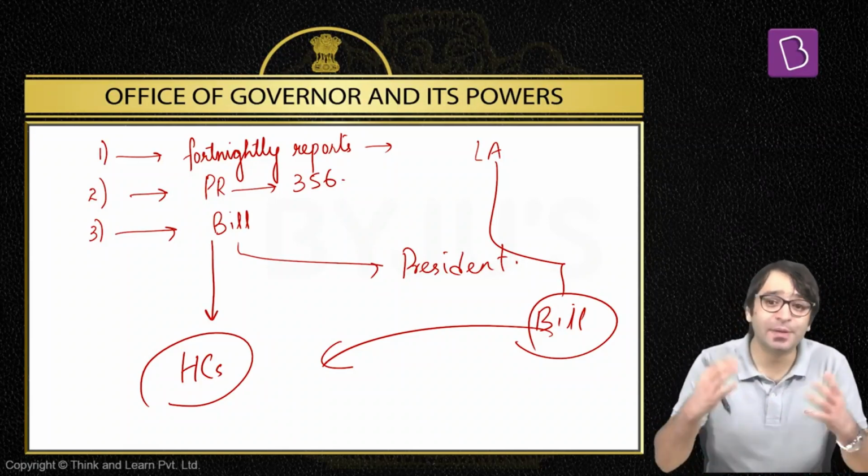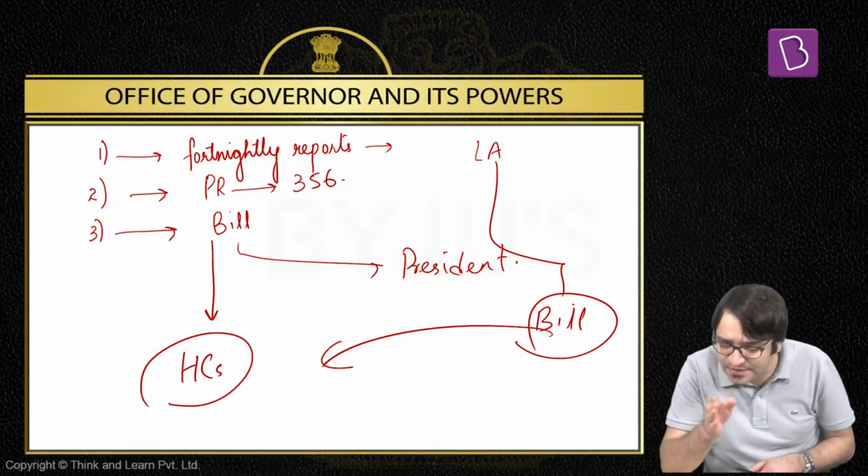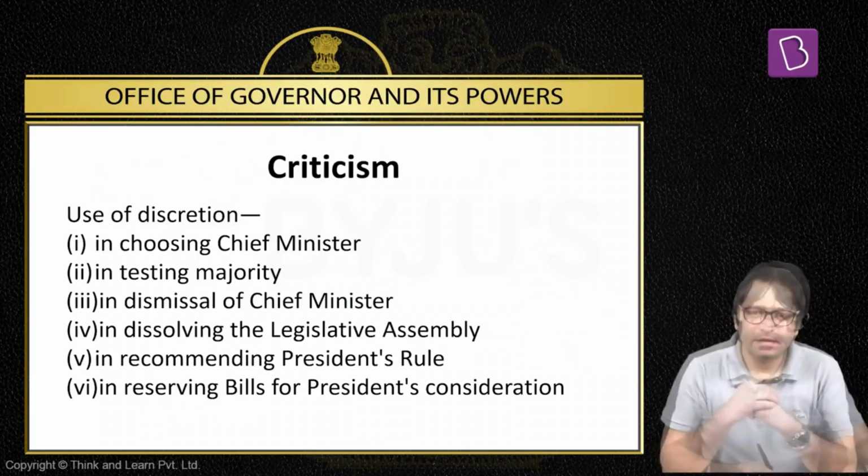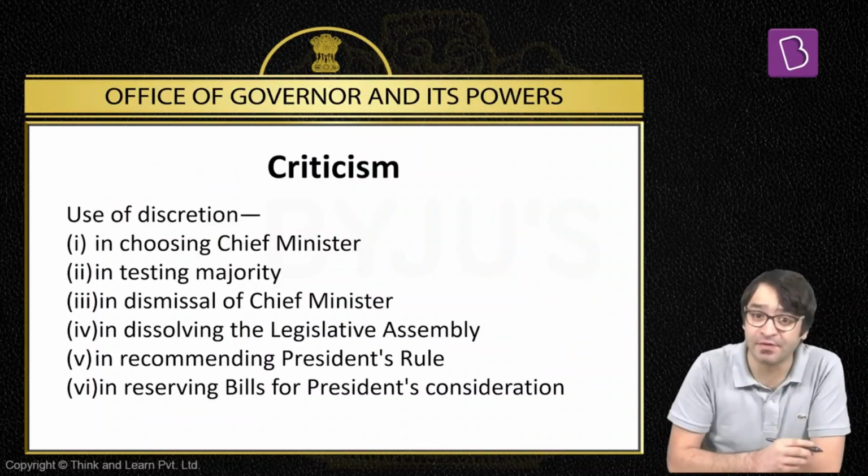But this discretionary power has not been codified. It has not been mentioned that these are the discretionary powers. And when it is not mentioned, this is what leads to conflict between the governor and the Chief Minister. And what is the criticism? This discretionary power is being misused by the governors in choosing a Chief Minister.